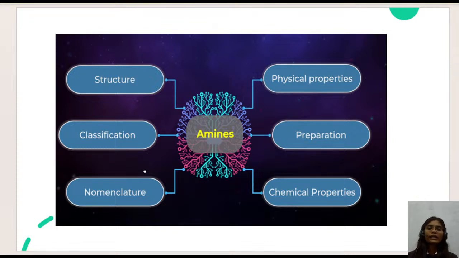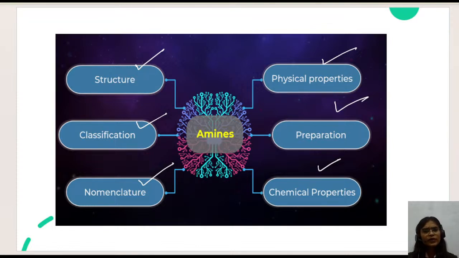Now, every time once we start a chapter, we begin with the basic things. How does the structure look? Classification, nomenclature, then physical properties, preparation, chemical properties. So let's first talk about the structure, and yes, this is very simple. What is the structure of amine? Options are tetrahedral, planar, or triangular planar; which kind of structure? Yes, please, anyone, what is the structure? Let's talk about the structure of amine.